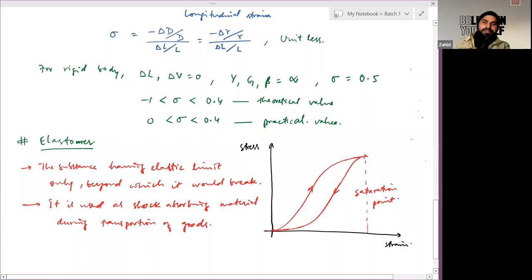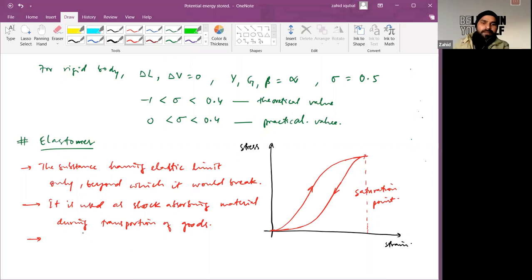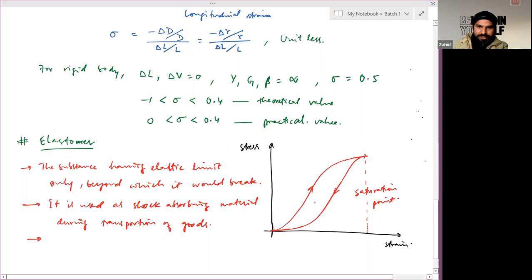So this related graph will define its absorbing tendency. Greater the area of this particular graph for a particular material, it will be a good shock absorber. So we can say greater the area of stress strain, it will be a good shock absorber.